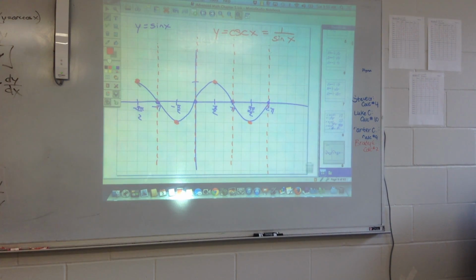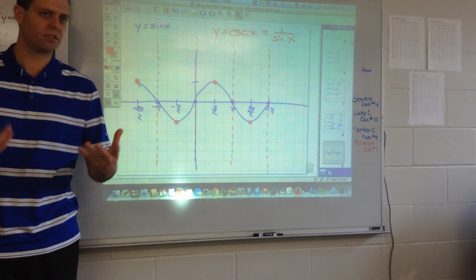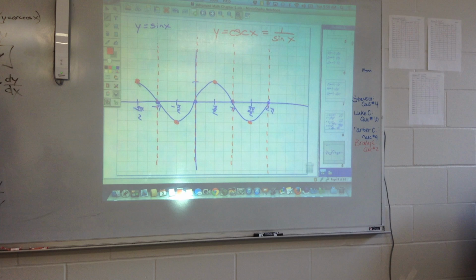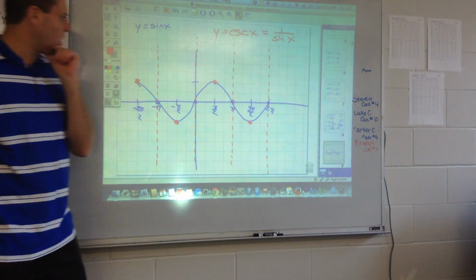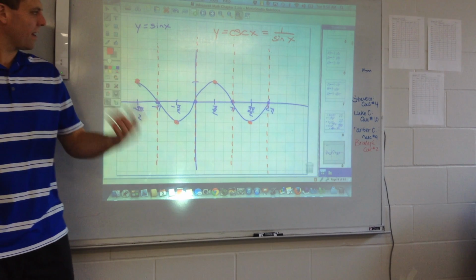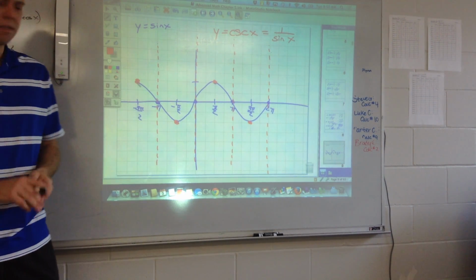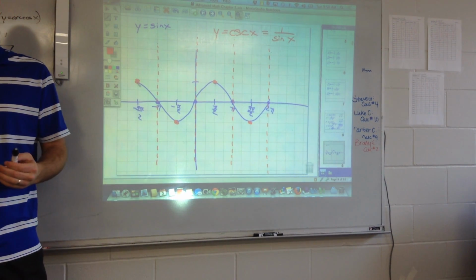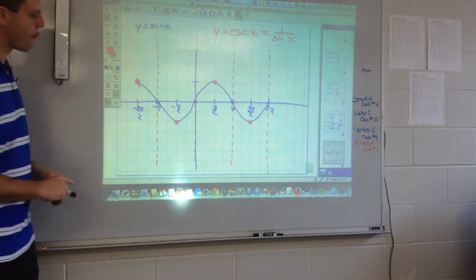So I plotted a couple coordinates. Some of them are repeats. The reason they're repeats is because the reciprocal of 1 is itself. The reciprocal of negative 1 is still itself. All right, well, I still don't have a lot to go on. So now I've got to get you to think a little bit about numbers and how they work.